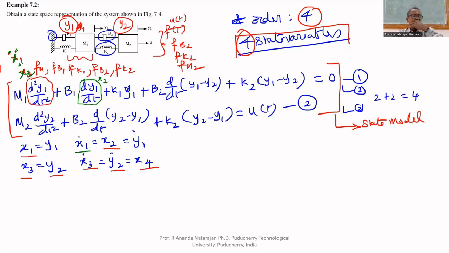Normally, we have to assign state variables, not derivatives of state variables. y1 is x1, y2 is x3. This is x1 dot minus x3 dot, that is x2 minus x4.